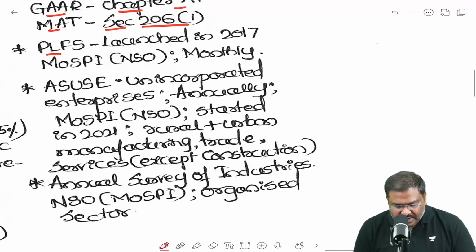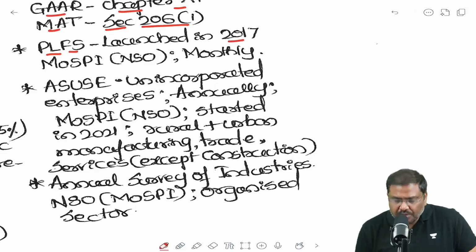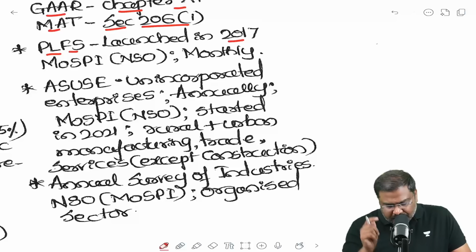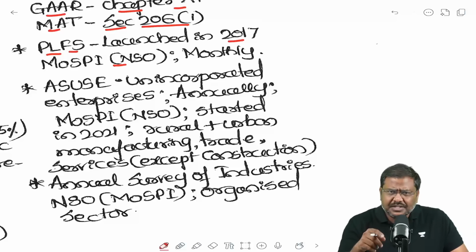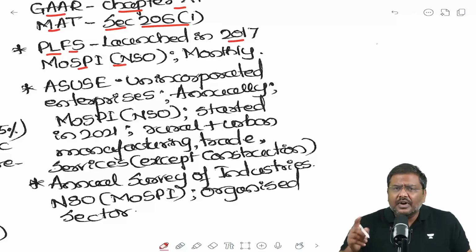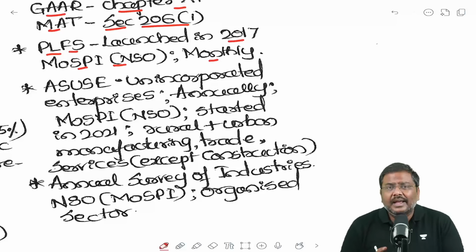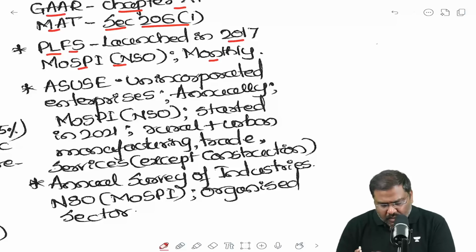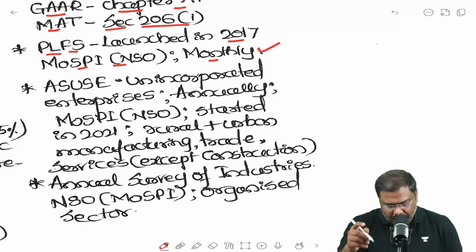Now, important surveys. We have PLFS, launched in 2017, Periodic Labour Force Survey, published by National Statistics Office, that is functioning under MOSPI. Earlier, this was published quarterly as well as annually. Now, this has been revised to monthly.